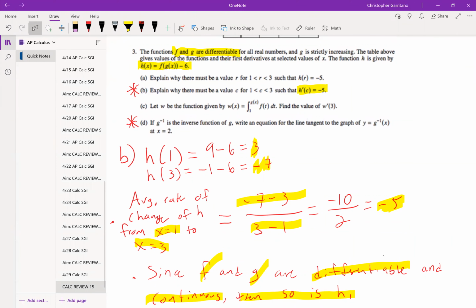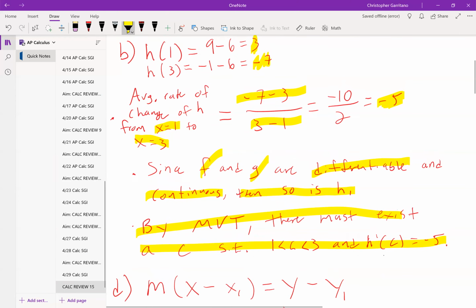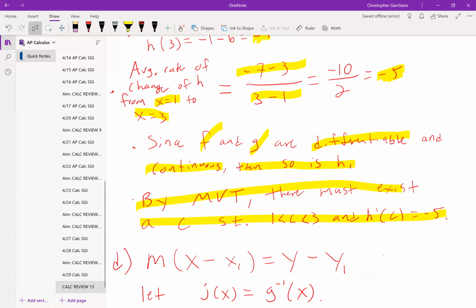Part D was asked about a lot, where we have some inverse function of g, and we need to write an equation for the tangent line to the graph y equals g inverse of x. And we're told we want to do it at x equals 2. All right, first of all, the equation of a tangent line in general can be found by finding the slope at a point times x minus the x coordinate, and that will equal y minus the y coordinate.